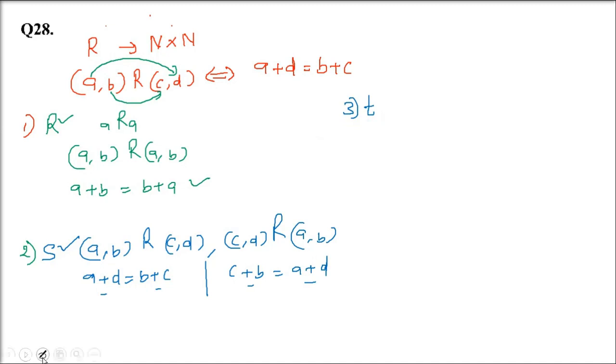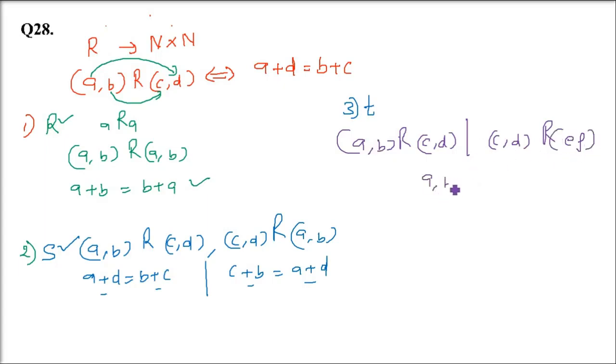Third one, transitive. How do we check? We have to introduce one more ordered pair. Transitive is: (A, B) related to (C, D) and (C, D) related to (E, F). I am introducing one more here. So (A, B) should be related to (E, F). This is what we need to prove. The first two we assume to be true, and the third we want to be true in order for this to be transitive. The same condition we are going to apply.